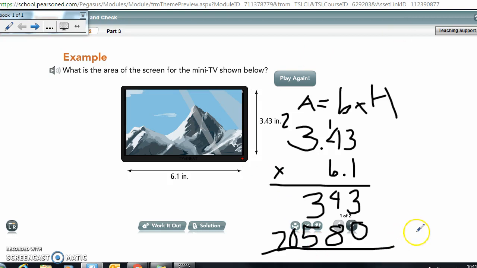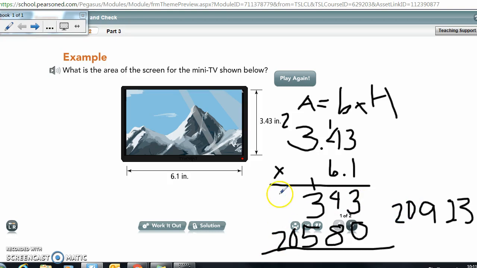So, we're going to move over here. 3 plus 0 gave me 3. 4 plus 8 gave me 12. I need to carry my 1. 5 plus 3 is 8, plus 1 is 9. That's a 0, plus nothing is 0. 2 plus nothing is 2.